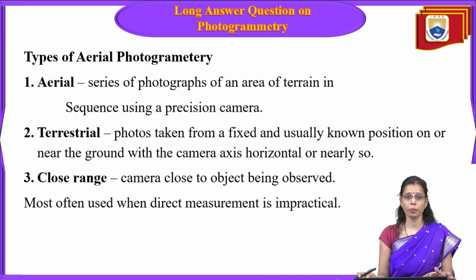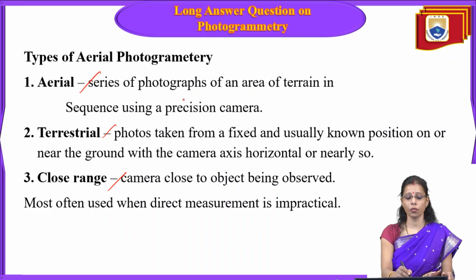So if we talk about the principles of aerial photogrammetry, we also have to discuss the types of aerial photographs. What are the different types of photographs we use to get the information? We use aerial, terrestrial, and close range. So we have these three types of photographs: aerial, terrestrial, and close range.